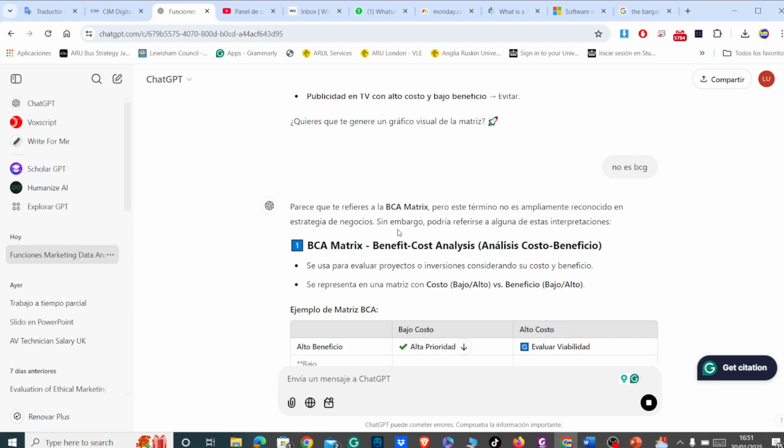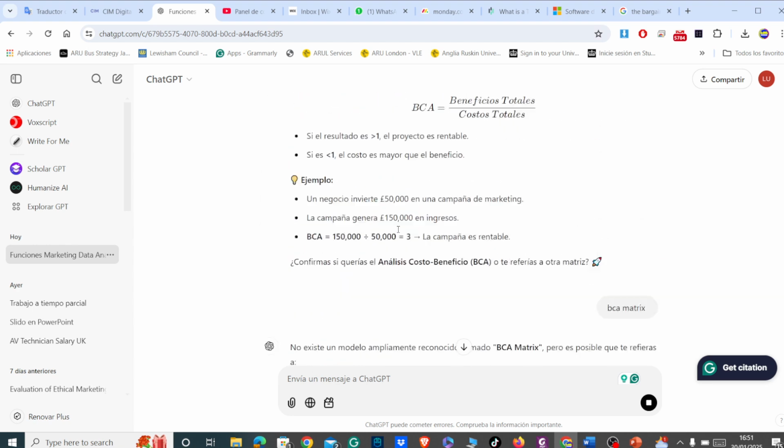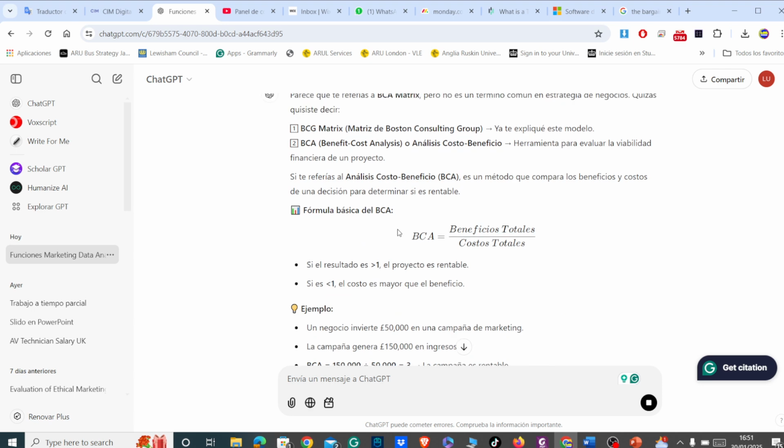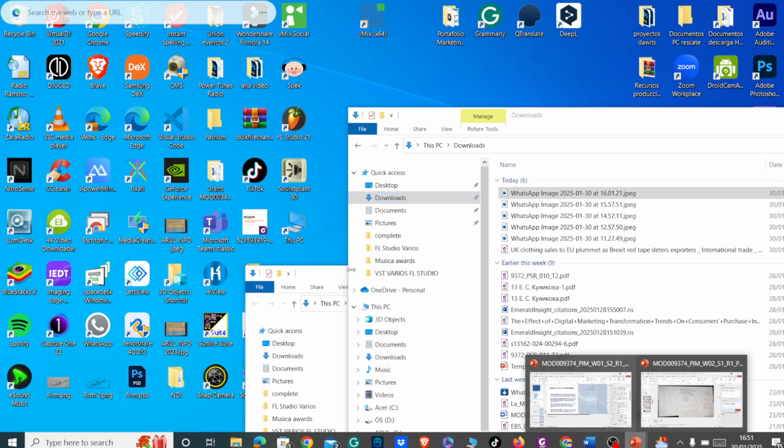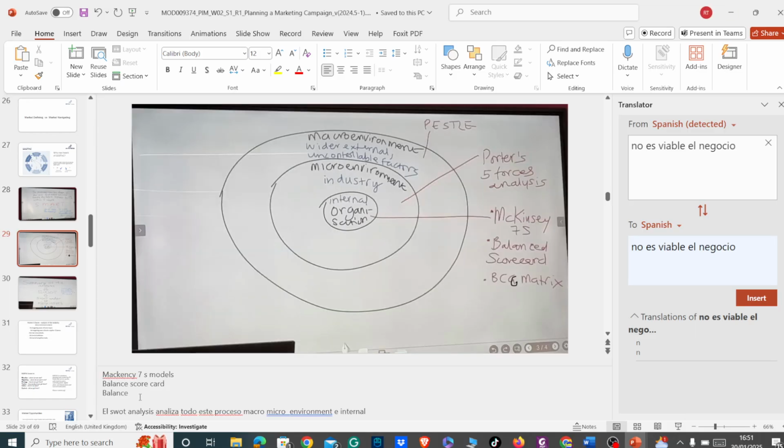The BCG matrix. BCG is Boston Consulting Group. They have things like cash cows, stars, dogs, and question marks. Have you heard of these things before? You want me to teach you a little bit about this? Go and read about it and come back.